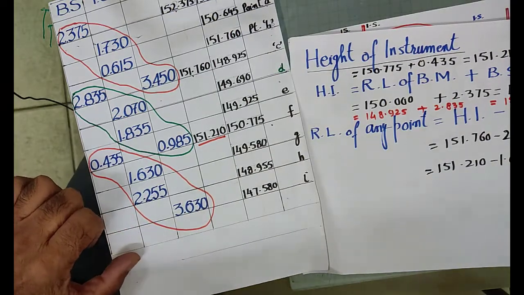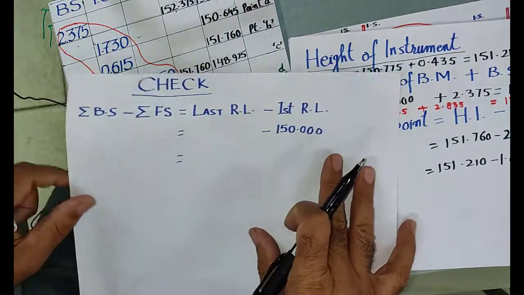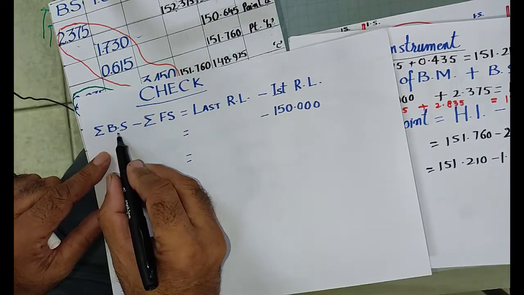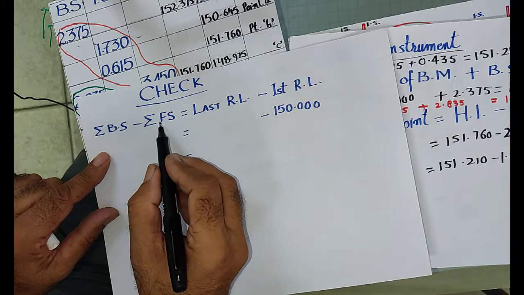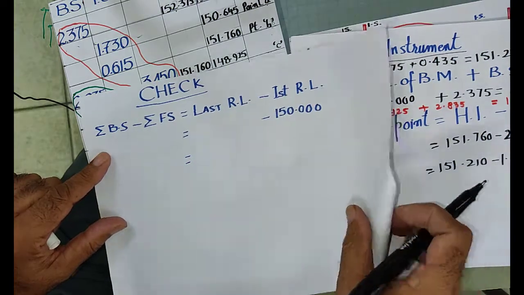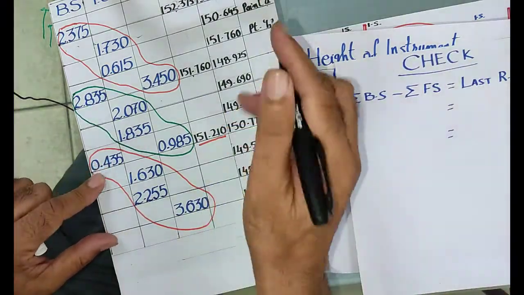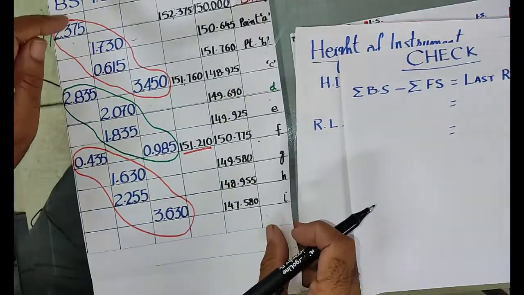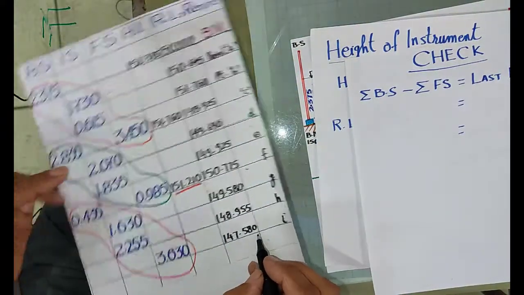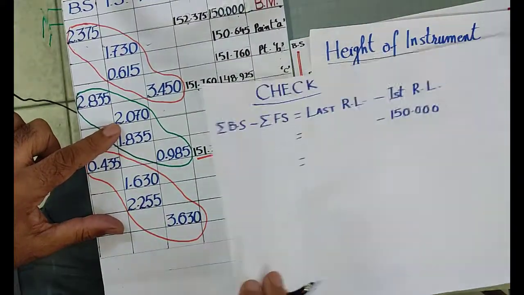For this, this is the formula, you can follow this. This is the formula to check for height of instrument. Sum of backsights minus sum of foresights is equal to last RL minus first RL. So over here you can see this is my first RL, and the last RL is this one. So now I can apply this check.